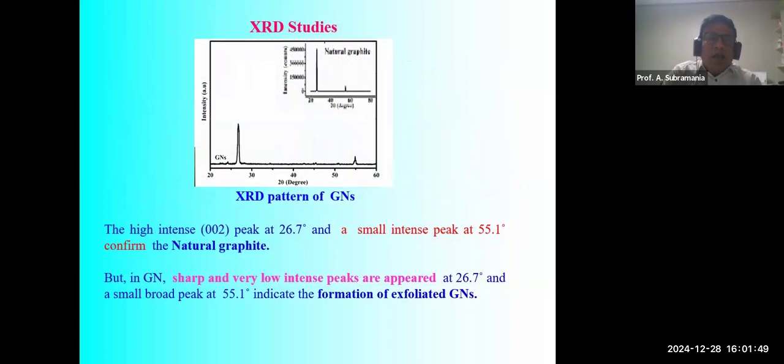Here the high intensity 002 peak at 26.7 and a small intense peak at 55.1 degree confirm the natural graphite. This is the XRD pattern of natural graphite, whereas this one is graphene. So here the 002 peak is a very low intensity peak compared with graphite, appeared at 26.7, and a small broad peak. So here a very thin peak is there, but here a broad peak is there. That indicates the formation of exfoliated graphene.